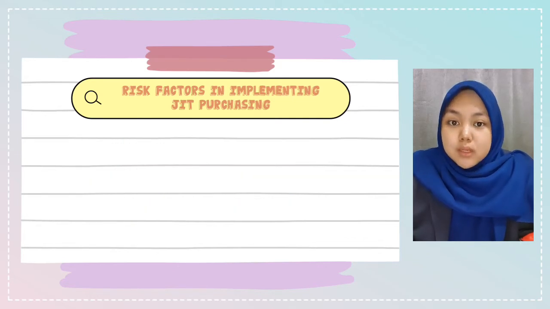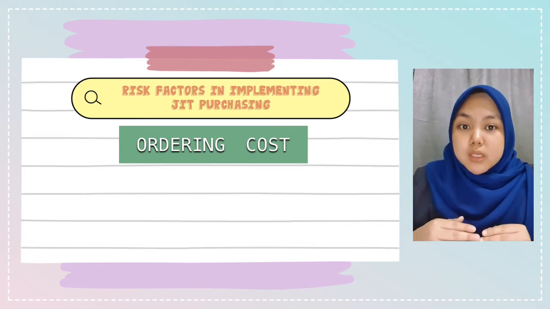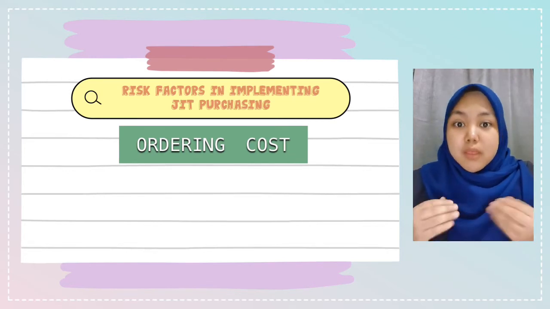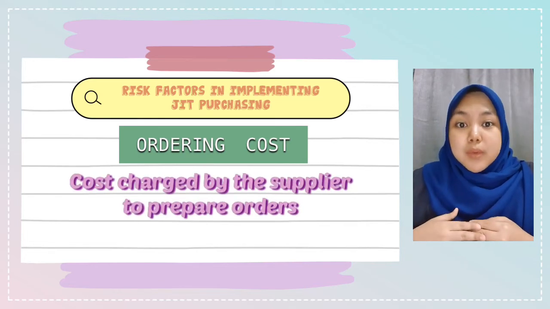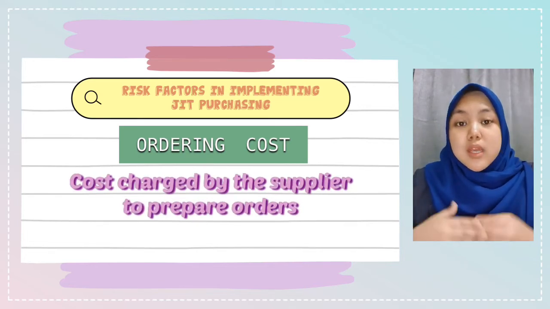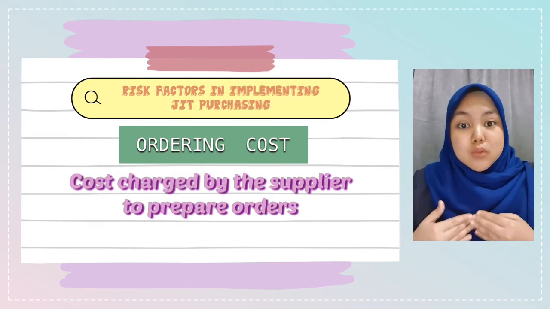The next one is ordering cost, known as the cost incurred every time you place an order from your supplier, or in other words, the cost charged by the supplier to prepare your order, where the more you order from the supplier, the higher the cost you will incur.